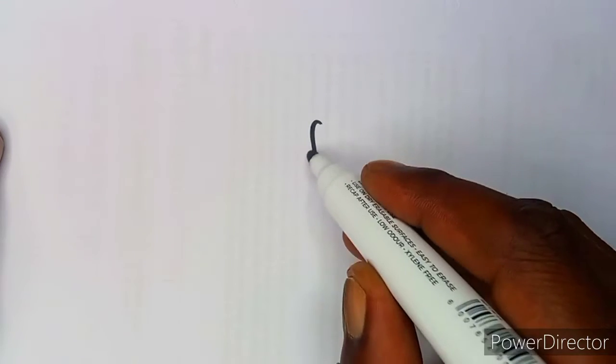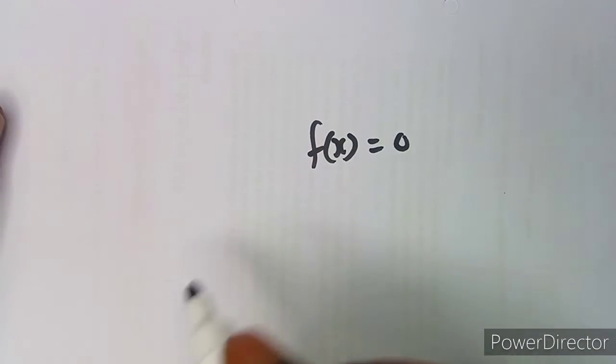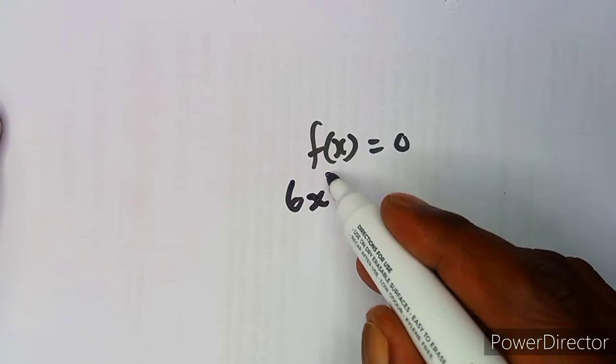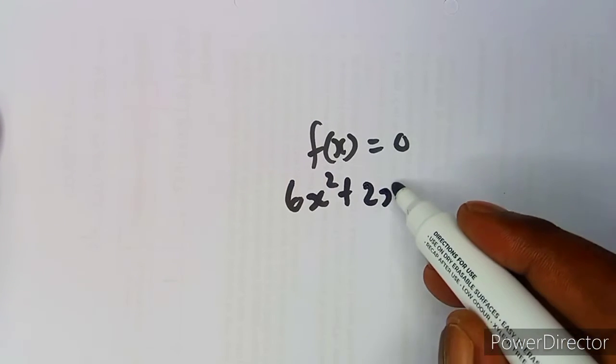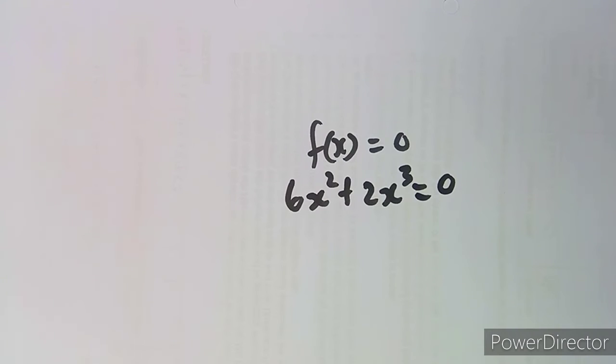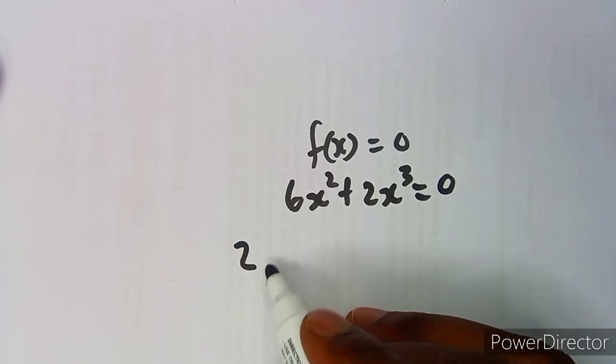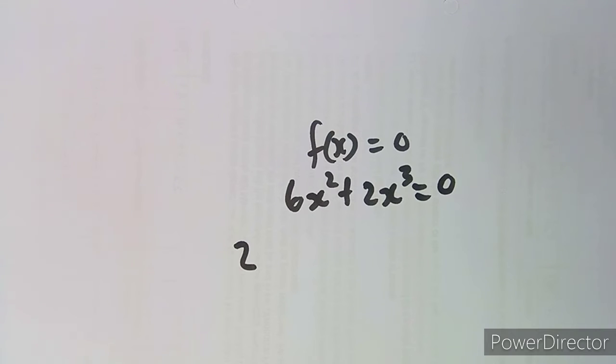Okay, we know that the roots are the solutions which occur when f of x is equal to 0. These are the solutions, and our f of x is 6x squared plus 2x to the exponent of 3, which is equal to 0. So what are we going to have on our roots? Okay, 2x is common. 2x squared, in fact, is common in this case.